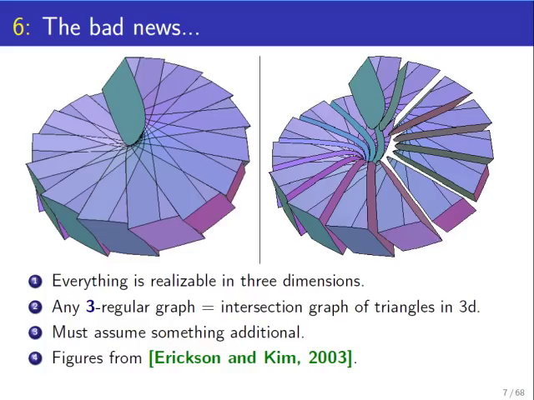And in particular, this specific construction also implies that you can realize any triregular graph as the intersection graph of interior disjoint triangles in three dimensions. And that's bad, right? Because triregular graphs include constant degree expanders, which are bad graphs for us. So this means that if we want to do anything or hope to do anything, we need to assume something additional.